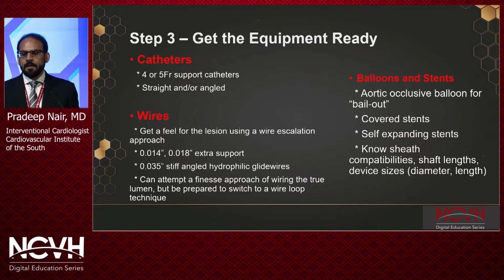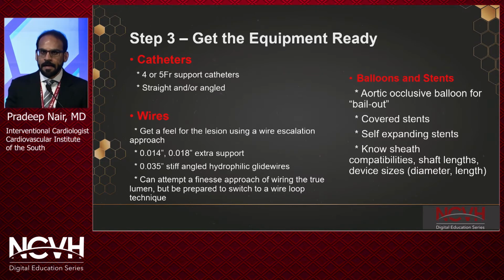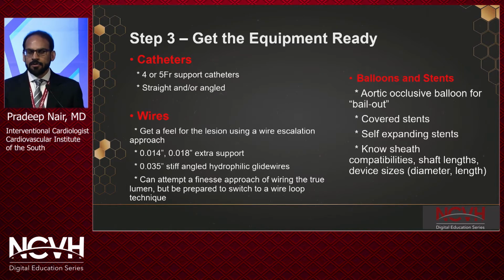glide wire. Have an aortic occlusive balloon on your shelf as a bailout in the case of catastrophe. And also make sure you have a good inventory of covered and self-expanding stents and know what sizes you have ahead of time so that you're not scrambling after crossing.